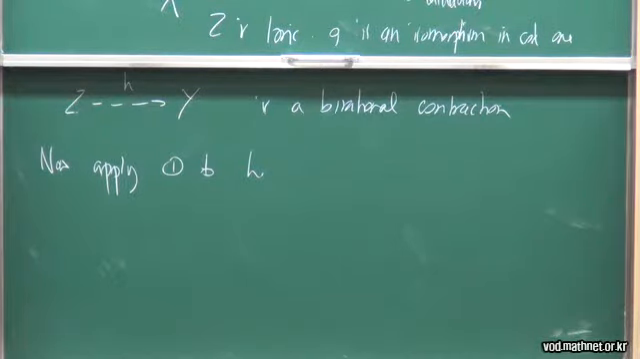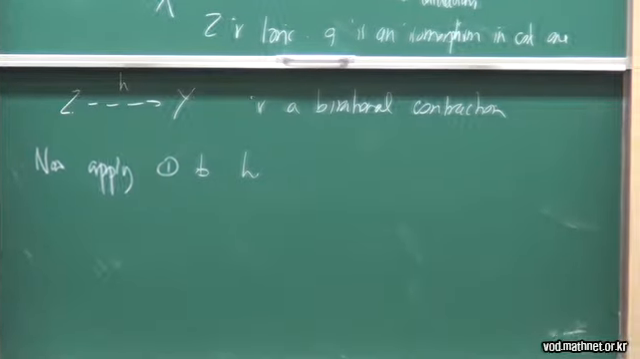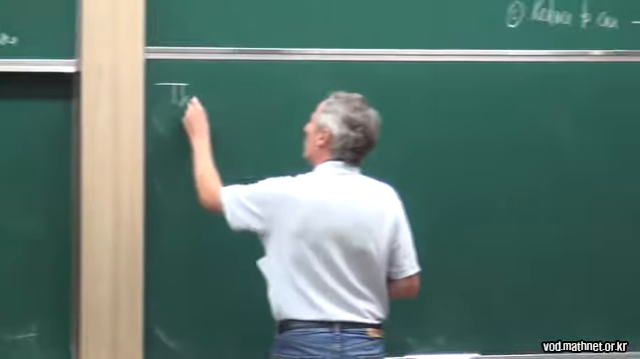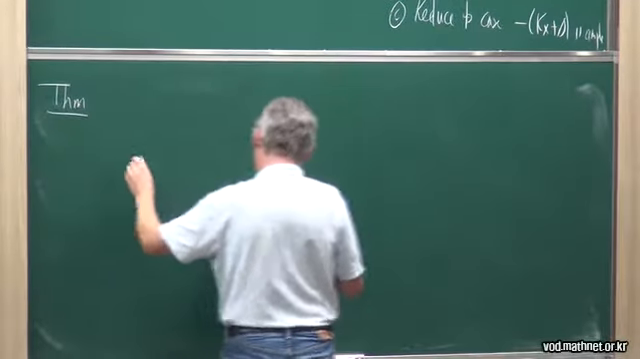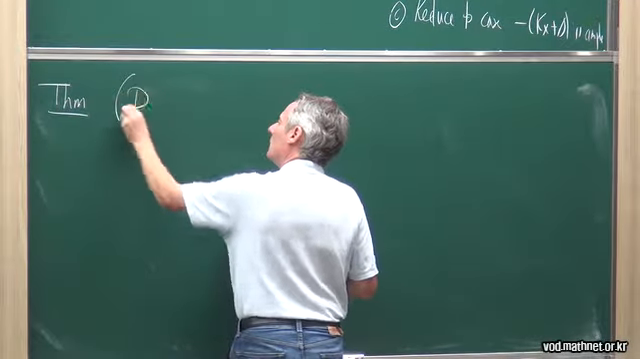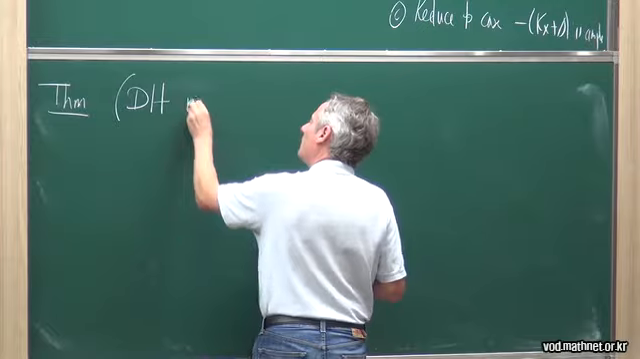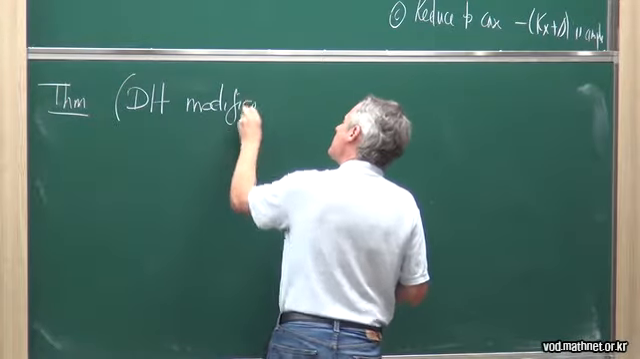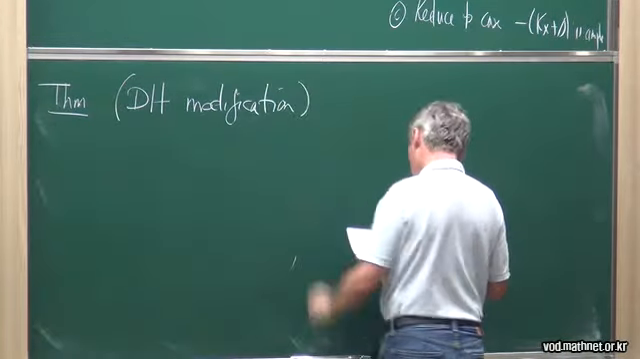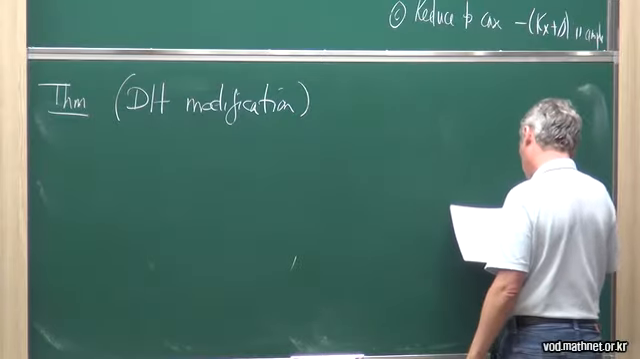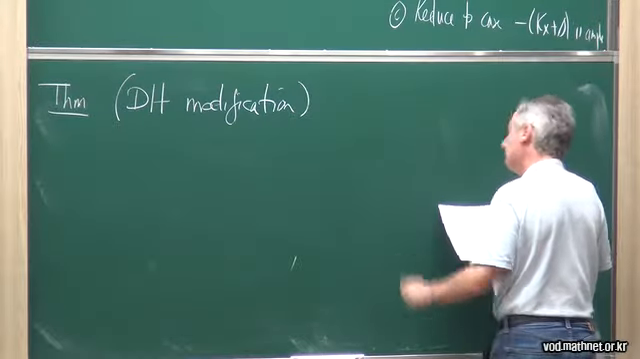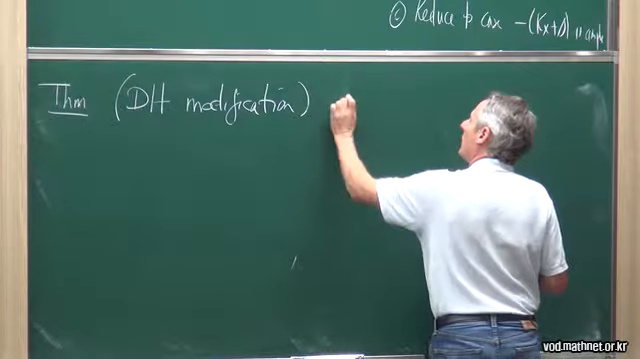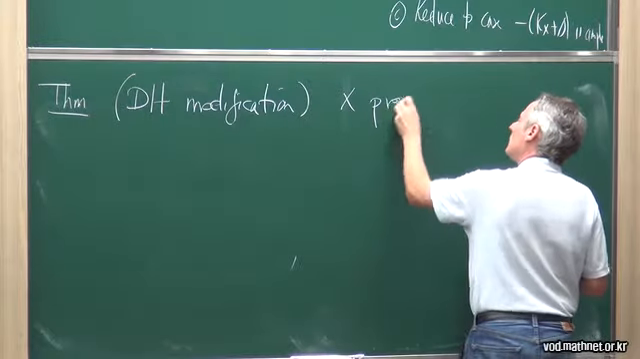Okay. Let's see. Okay, so how to use that? So I'll need the following. Let me prove the following theorem. I'll call this a DLT modification. But this is a little bit more delicate than usual. Okay, so let's suppose that X is a proper variety.